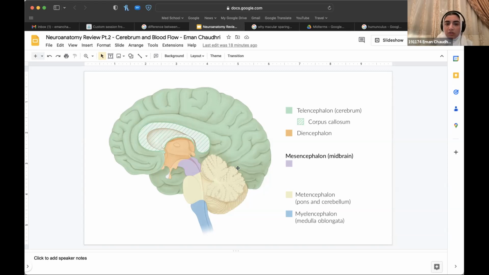So just remember these. Telencephalon, your cerebrum, your cortex, your cortices. Diencephalon is going to be here, your third ventricle. Mesencephalon is going to be your midbrain. Metencephalon is going to be the pons and the cerebellum. Myelencephalon is going to be the medulla oblongata, okay?